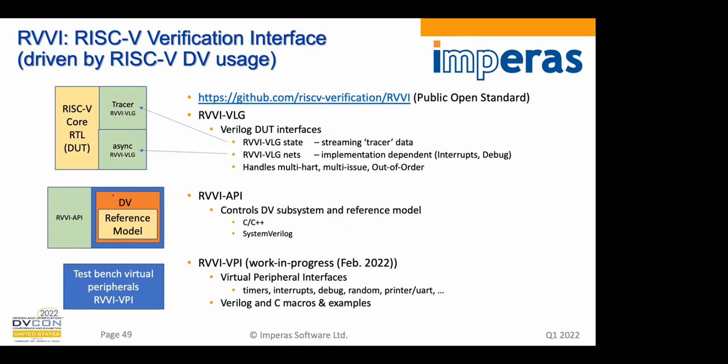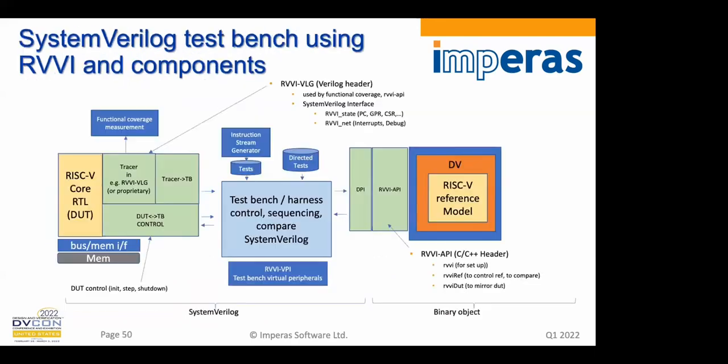Then the second half of it talks to the reference subsystem, which isn't just the reference model, it's a whole DV subsystem, and it controls it. And we're going to go through this in more detail. And the third area of RVVI, which is a work in progress at the moment, is to do with the peripherals, the virtual components that need to live in the test bench to do things like generate interrupts, control the debug port, maybe print messages to files or to consoles, and have timers. And these need to be available in a SystemVerilog environment, but also in ISSs and C test benches. So there are several components as part of RVVI.